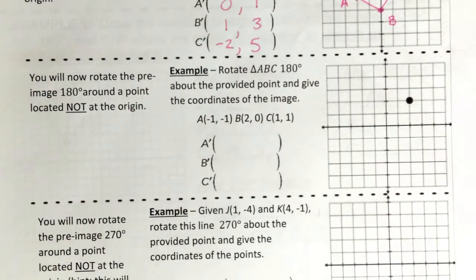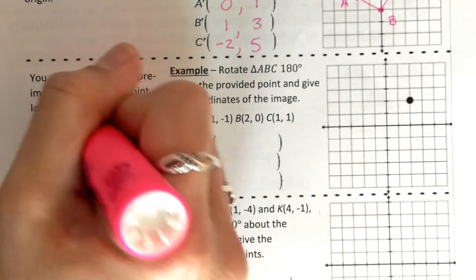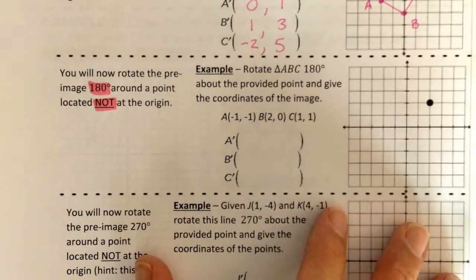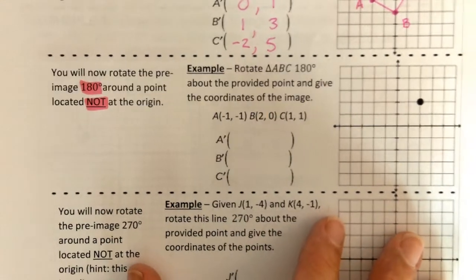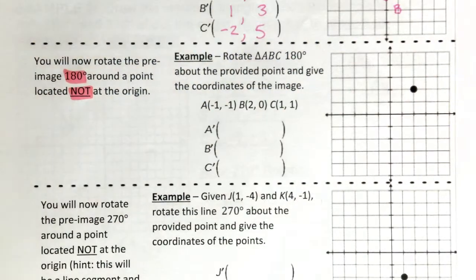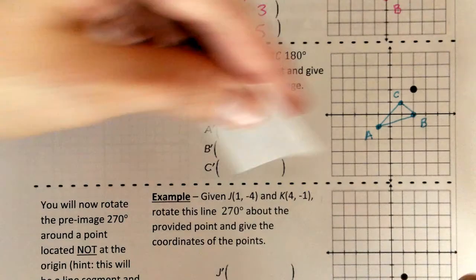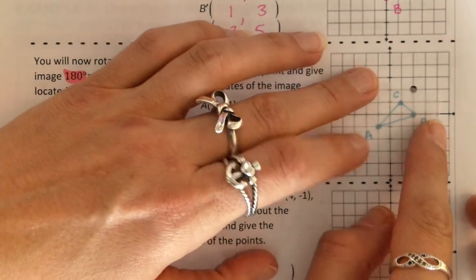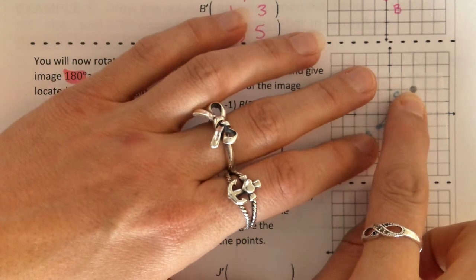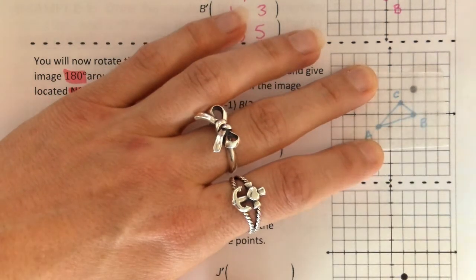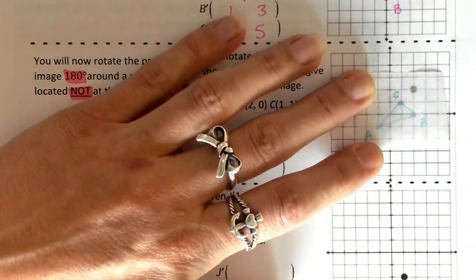Now we're going to go 180 degrees about a point not on the origin. So again, I'm going to pause the video; go plot points A, B, and C on the graph on your own. Do that now. Now that we have that done, we're going to grab that patty paper again, rough side up. Make sure the center of rotation, the point we're rotating around, is covered, along with the points on our pre-image. And let's go ahead and trace everything.